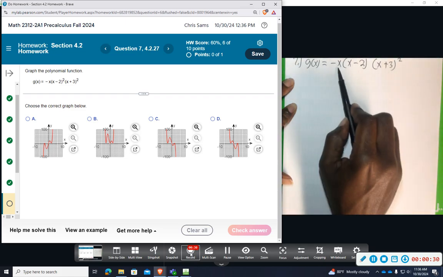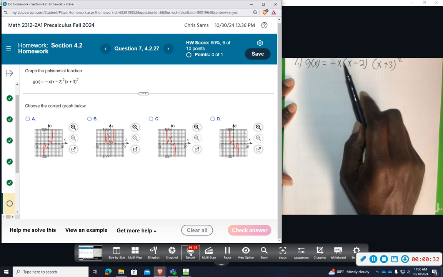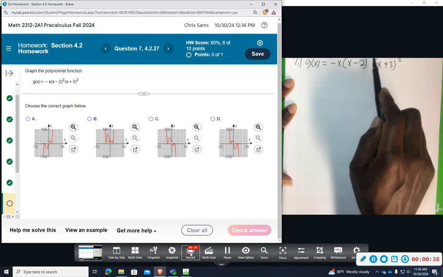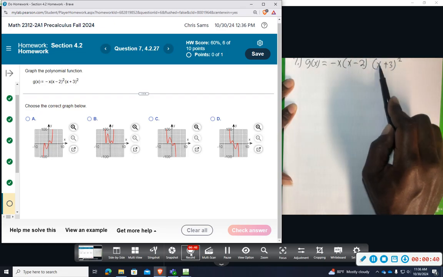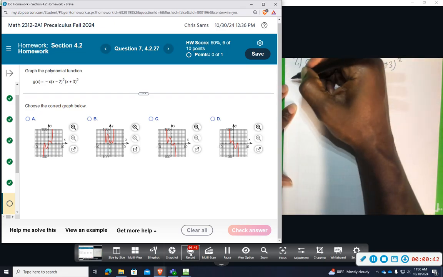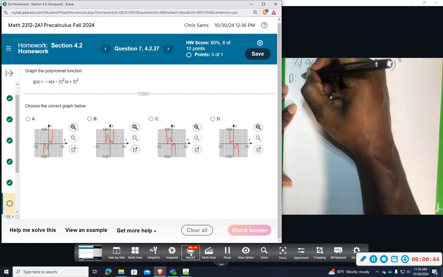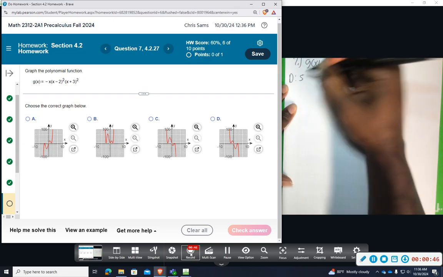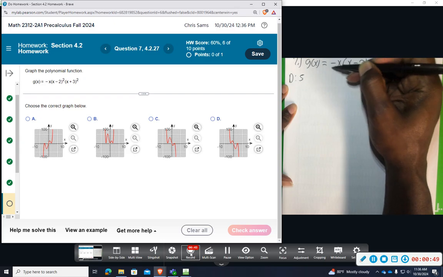So counting the variables, we have 1 here by itself, we have 1 here but it's squared, so that's going to count as 2. So 1 plus 2 is 3, and then plus 2 more is going to give us 5. So our degree is 5, it is odd, and then we have a negative.